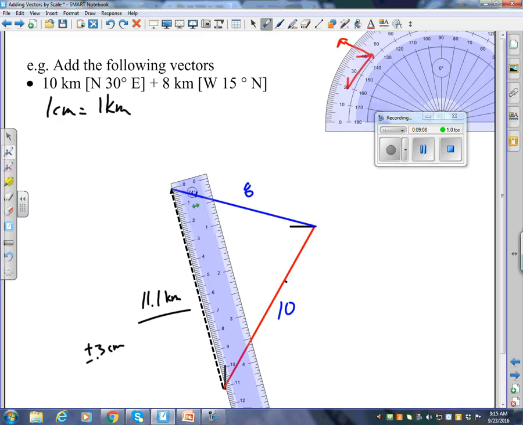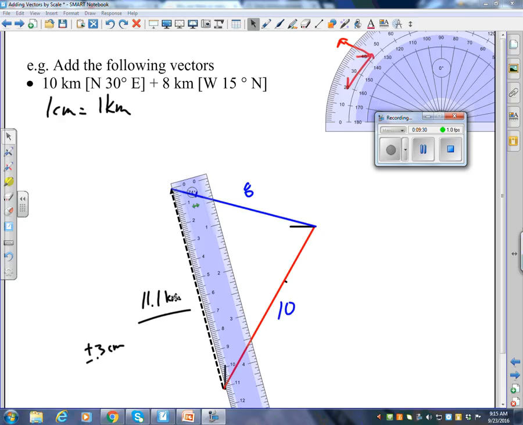Say again, Colin? You're still going to get 11.1. You're just going to get a centimeter that you're going to have to multiply by to get the 11.1, right? Notice that I put my answer in kilometers because that's what it is, right? 1 centimeter equals 1 kilometer, so 11.1 kilometers. Am I done?